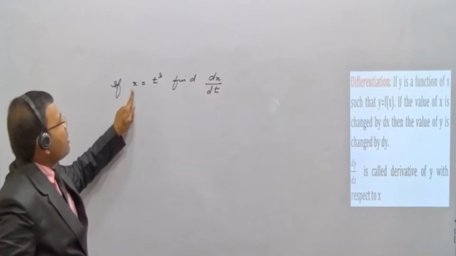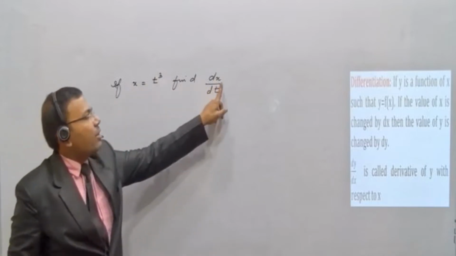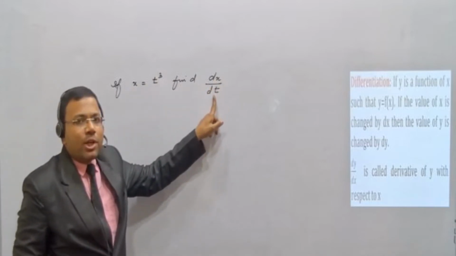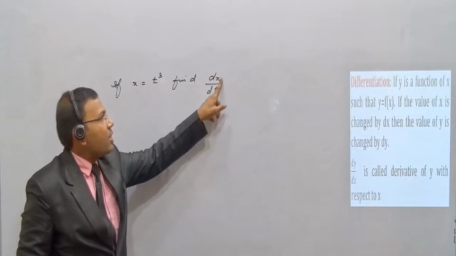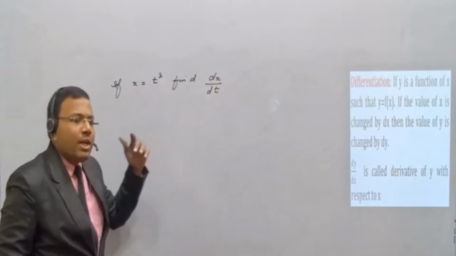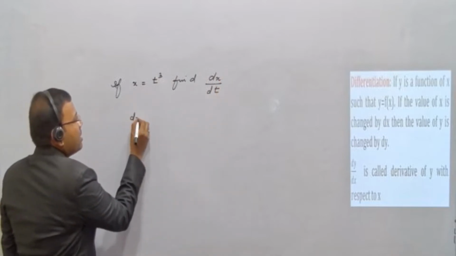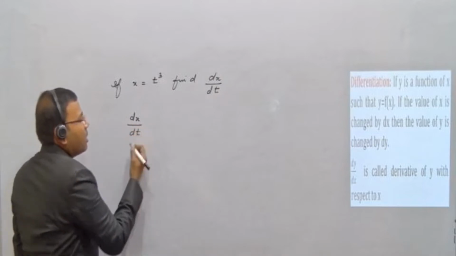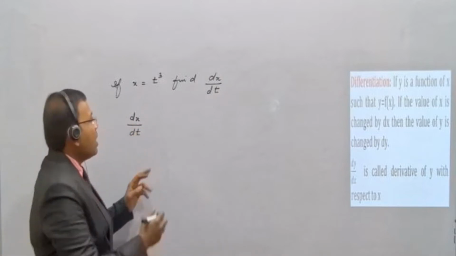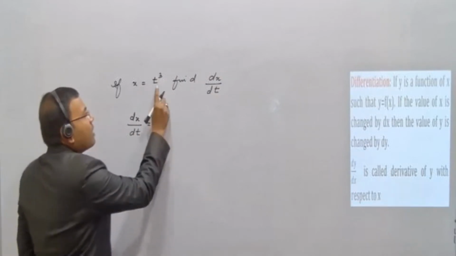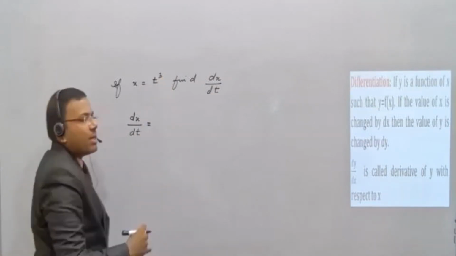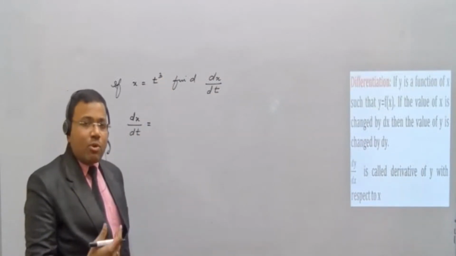Try to understand, student. We are differentiating x with respect to time. I repeat once again, we are differentiating x with respect to time. This is dx by dt. ये क्या है बेटा? dx by dt. Now here, instead of x power n, they have given t power 3. x power n की जगह पे क्या है?